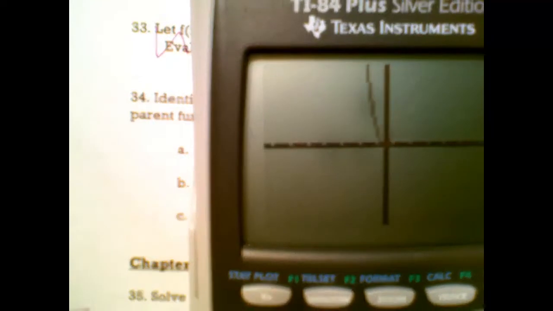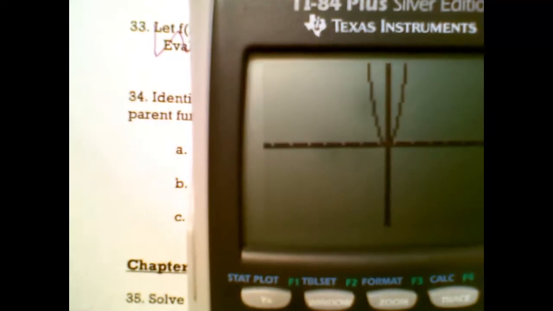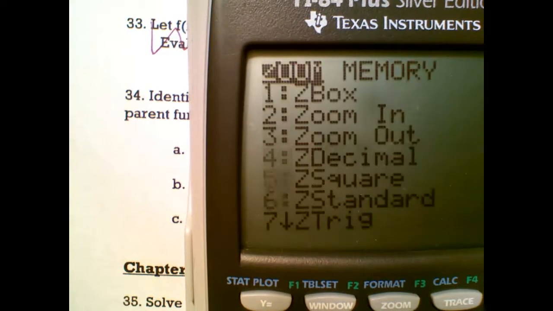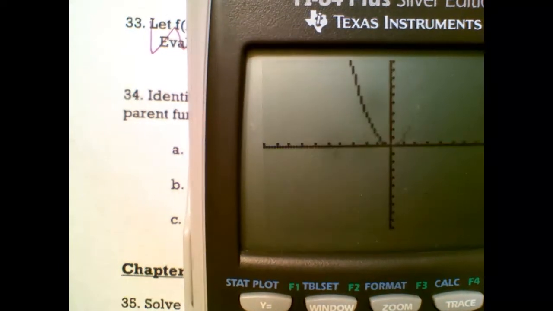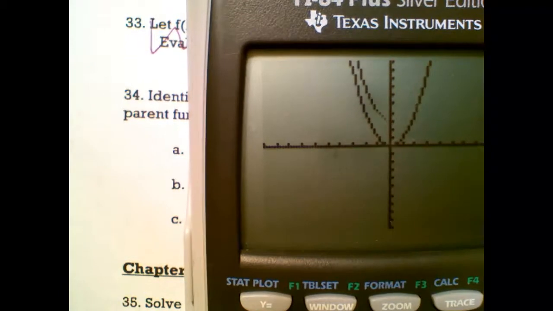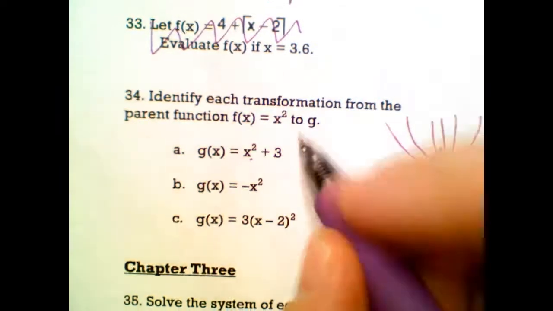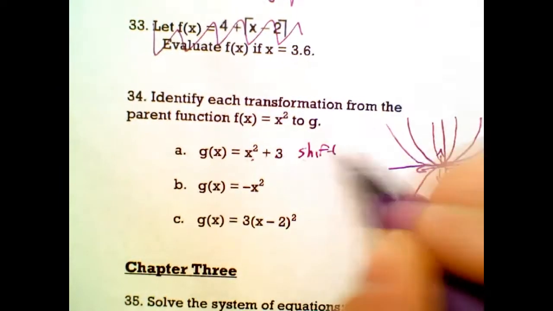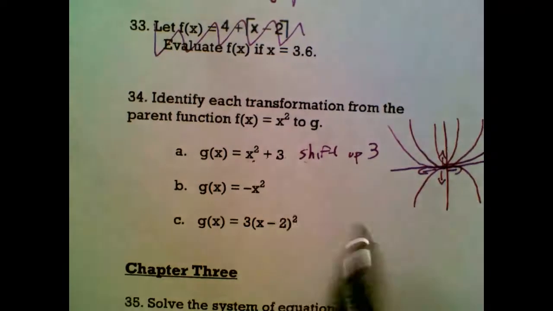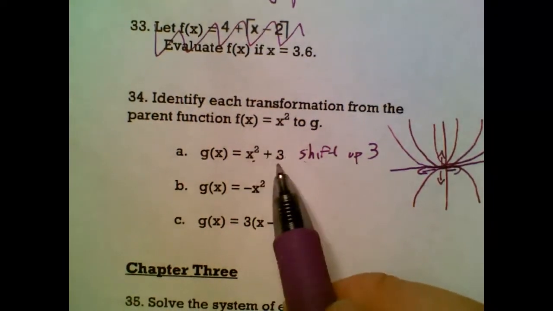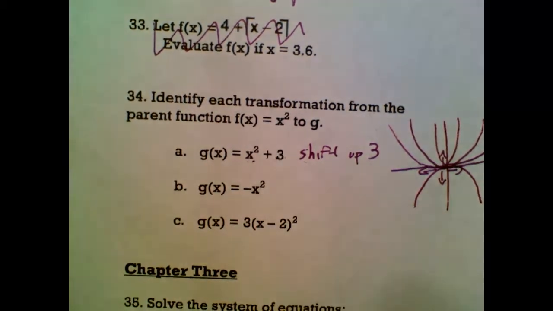So we got this graph, there's that one, the other one is kind of hard to see, so we're going to zoom in a little bit. We'll just do a zoom standard. Should have set it up for that. Okay, there's the parent function, and here's the next one. Well, it looks like it just shifted up 3. So that's what we'll put down there. The transformation was shift up 3. And really, it's shift up 3 because whenever you add or subtract on the outside of parentheses, you will move it up if it's positive or down if it's negative.